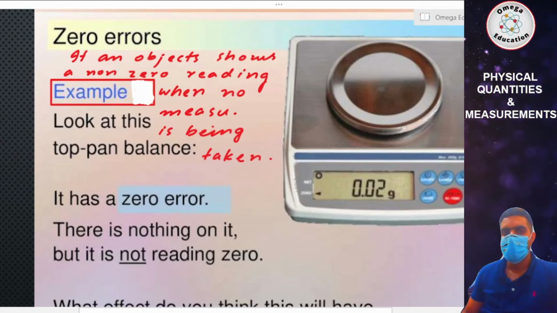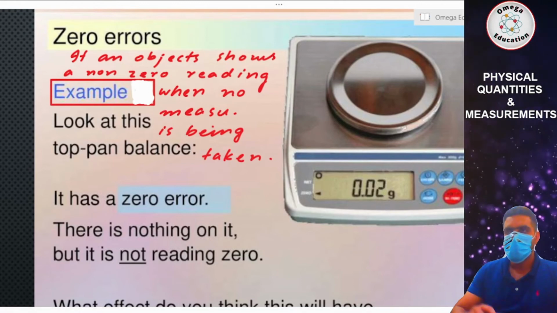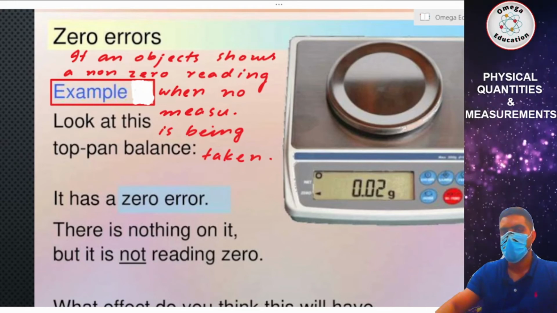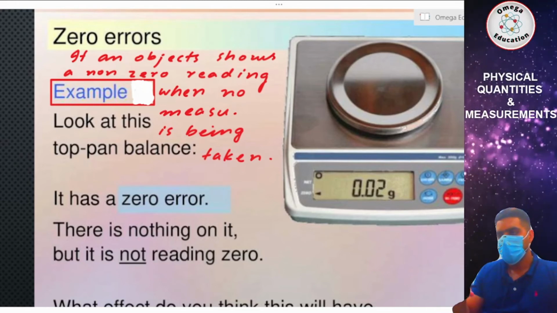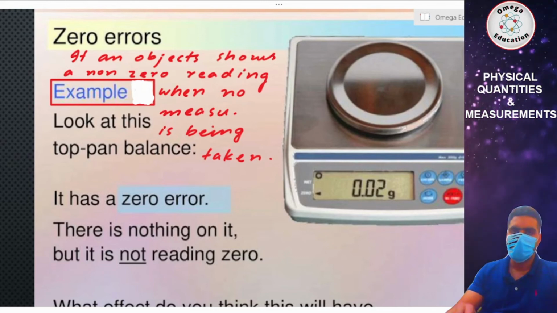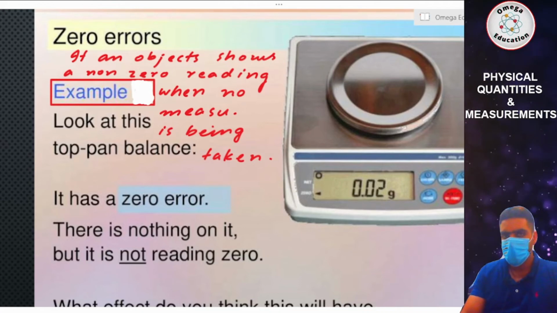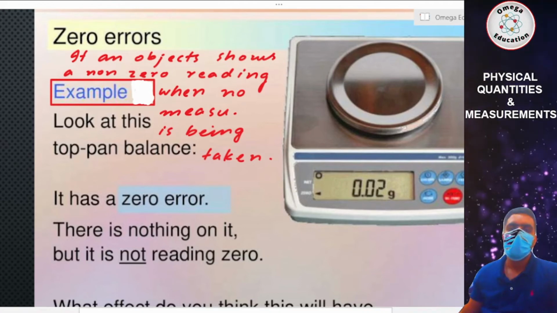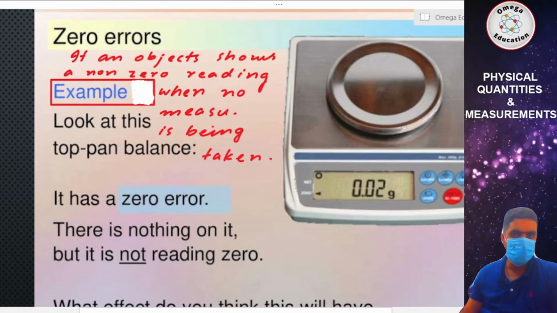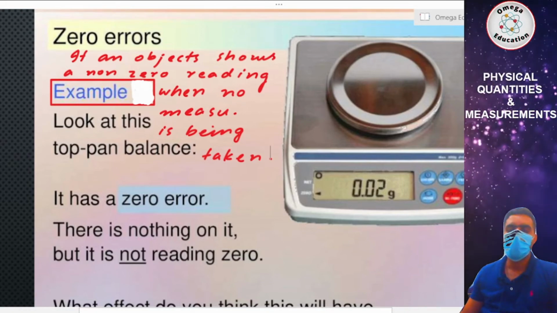All right, so if you're not taking any measurement, there's no object, there's no physical quantity that we are measuring right now, then the reading on the measuring tool should be zero. If it's not zero, then there is zero error. If it is zero, then there's no zero error. As you can see in the diagram, there's nothing that is placed on the electronic balance, still the reading is 0.02 grams.